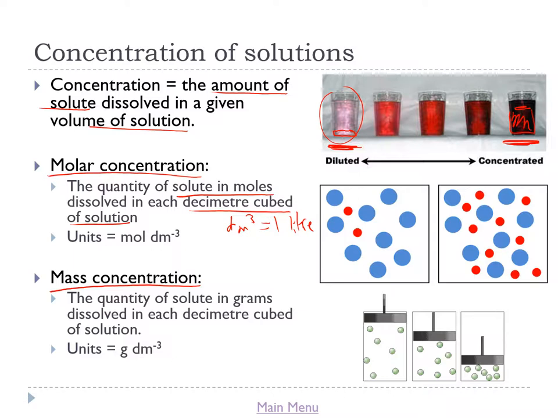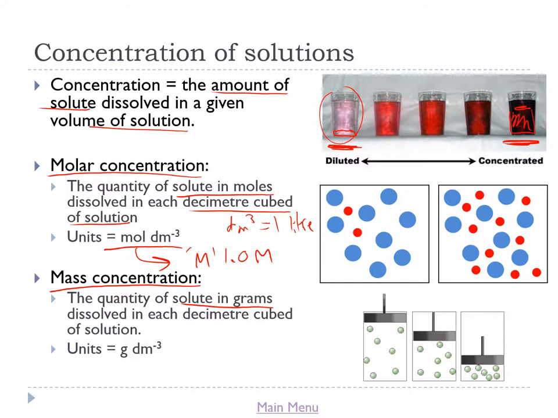We've also got the mass concentration, which is the quantity of solute in grams dissolved in each decimeter cubed of solution. Now in terms of units for molar concentration, we've got moles per decimeter cubed, mol dm^-3, but that stands for moles per decimeter cubed. You might sometimes see this abbreviated to just capital M. So, for example, if you saw a bottle labelled 1.0 M, that means 1.0 moles per decimeter cubed.